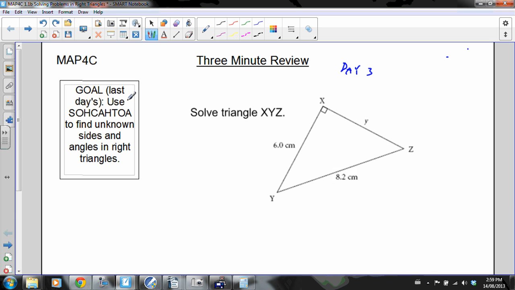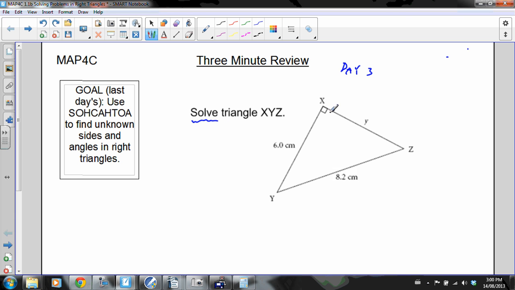Today's 3-minute review goal is actually the stuff we did yesterday: to use SOHCAHTOA to find unknown sides and angles in right triangles. And this one's not exactly a review from yesterday because we haven't had one just exactly like this yesterday. It asks us to solve triangle XYZ, and hopefully you might remember from grade 10 or grade 11 what solving a triangle means.